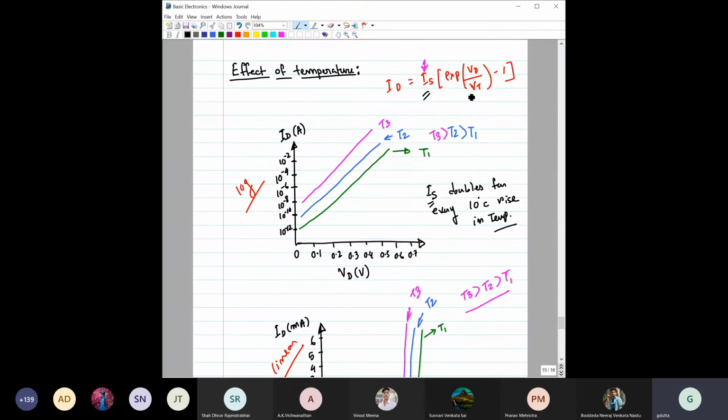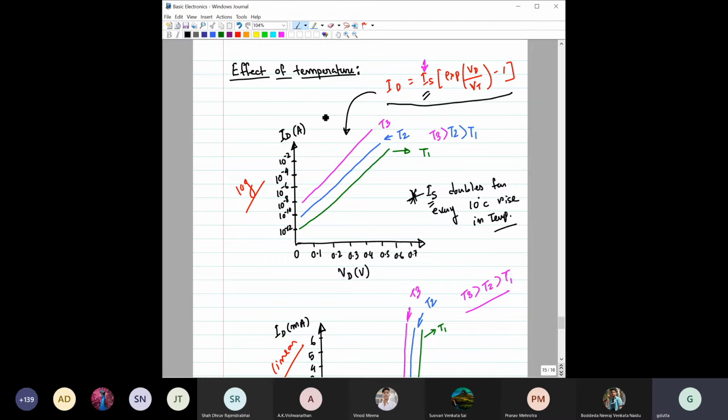So I would request you to please think about it, even though there is a VT term here, and try to correlate why, from this equation, if you know that IS should double for every 10 degrees centigrade rise in temperature, whether you are expecting this type of characteristics or some different characteristics. Please keep a thought on this in your off time. I think you will finally agree with this plot.